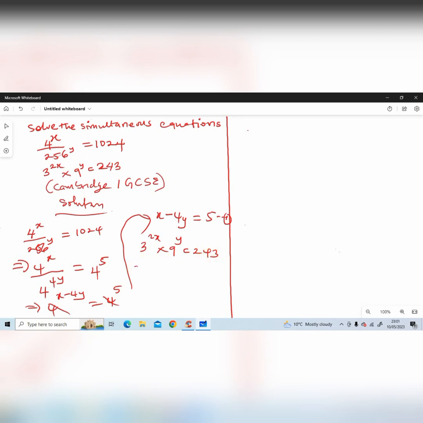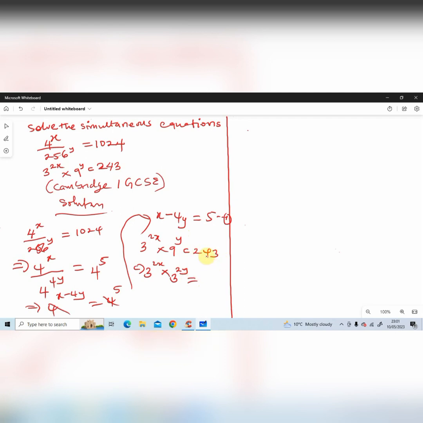So this is equal to 3 exponent 2x multiplied by 3 raised to the power of 2, which will give you 9, because 3 times 3 is 9. So 9 becomes 3 raised to the power of 2, and because of this y here, we multiply the exponent by y, so that will give us 2y. So this is equal to 243.